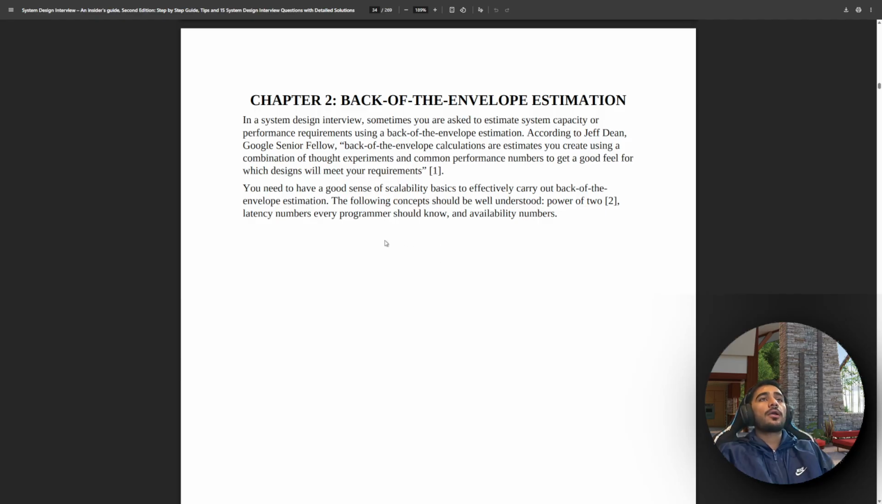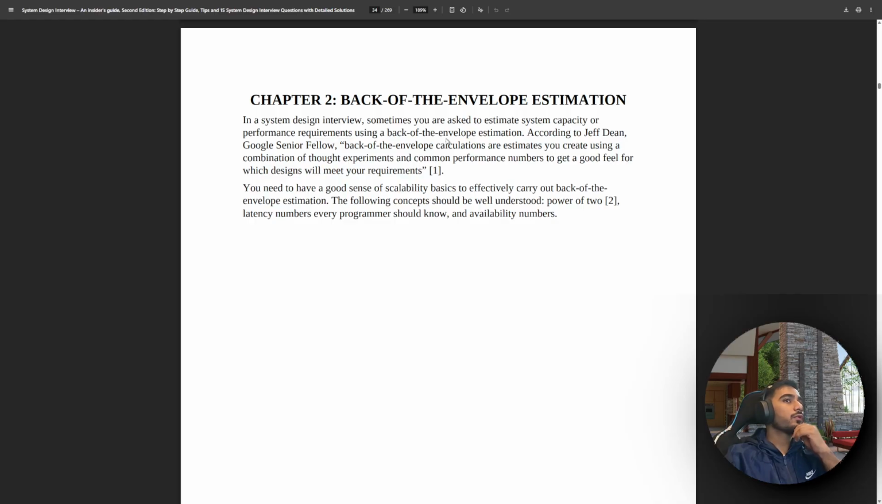So chapter 2, back of the envelope estimation. In the system design interview, sometimes you are asked to estimate system capacity or performance requirements using a back of the envelope estimation. According to Jeff Dean, who's a Google senior fellow, back of the envelope calculations are estimates you create using a combination of thought experiments and common performance numbers to get a good feel for which design will meet your requirements. So you need to have a good sense of scalability basics to effectively carry out back of the envelope estimations.